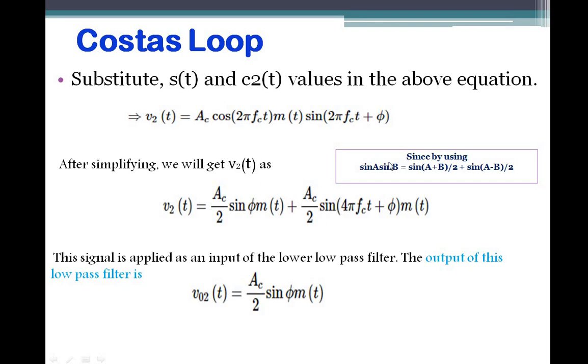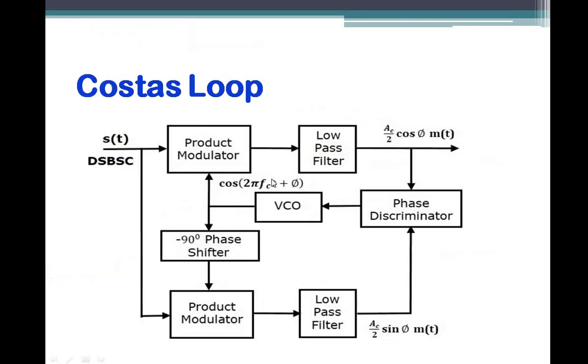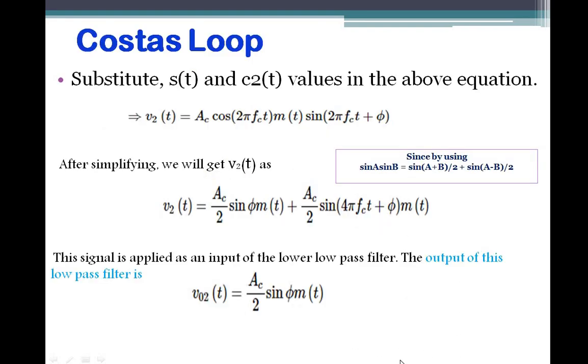After simplifying using this formula, we will get the answer as AC by 2 sin pi of m of t plus AC by 2 sin(4 pi fc t plus phi) into m of t. This signal is now passed through the low pass filter. What does it extract? It extracts a scaled version of your message signal. So this filter removes the AC sin(4 pi fc t plus phi) into m of t term and gives the output V0 of 2 is equal to AC by 2 into sin pi m of t.